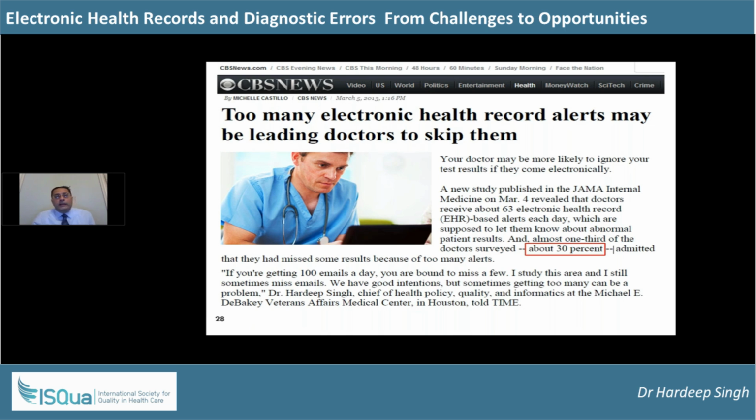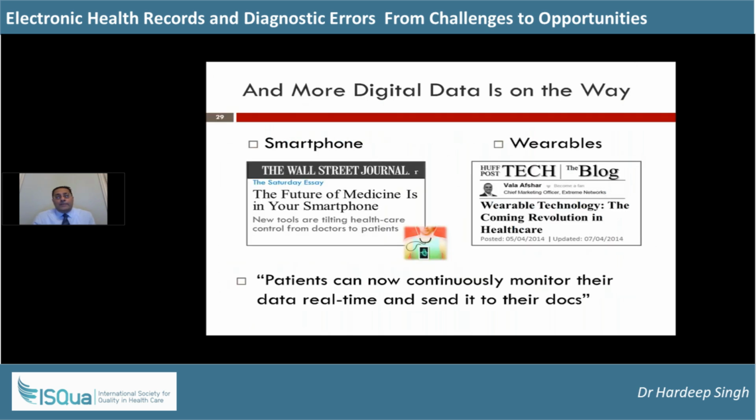And more digital data is on the way, as you know. Mobile health, smartphone technology, people are using wearables of all kinds, and people think that they're going to collect all this data, and hopefully their docs are going to see it in real time. So we know that more and more data is coming our way, and we'll need to think about how we want to handle it.